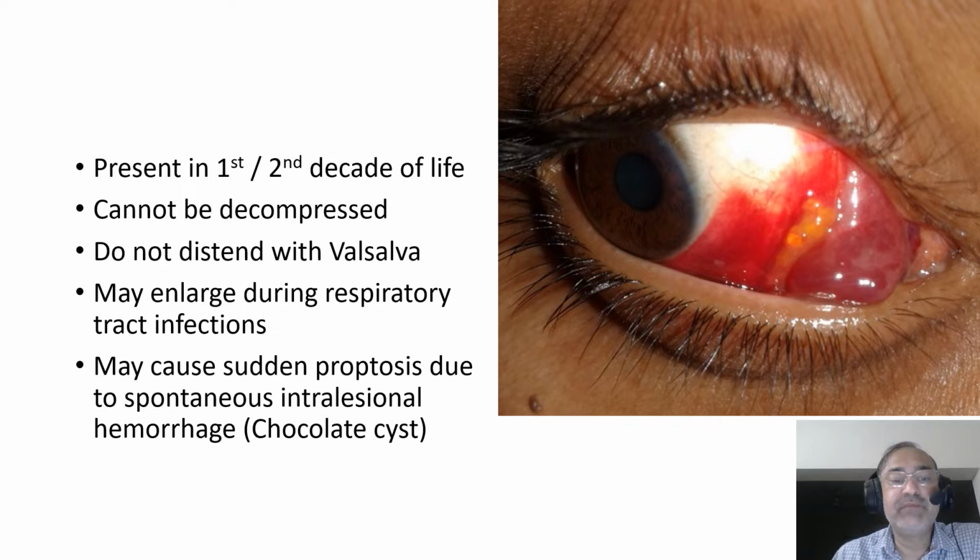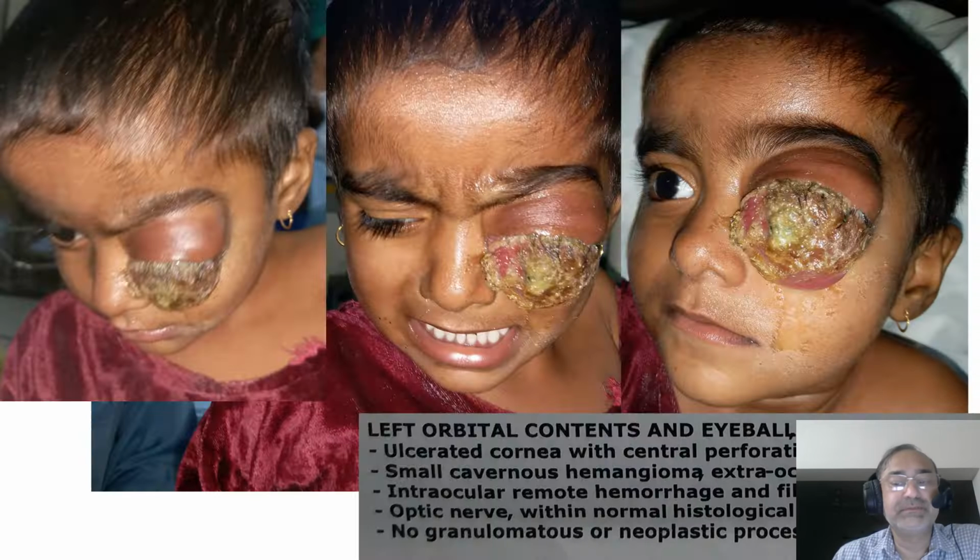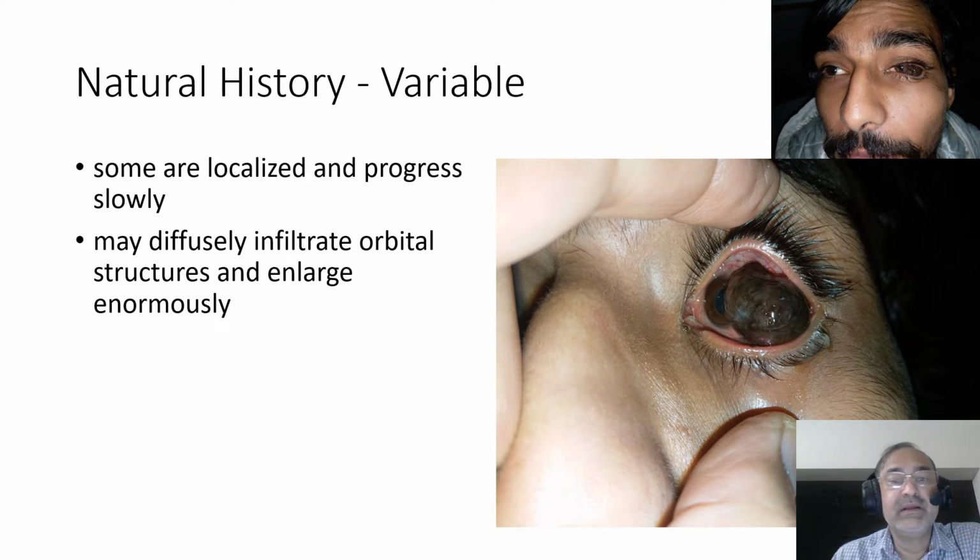They usually present in the first or second decade of life, cannot be decompressed, do not distend with Valsalva maneuver, and may enlarge during respiratory tract infections. They may cause sudden proptosis due to spontaneous intralesional hemorrhage, which is called a chocolate cyst. So this is corneal ulceration and proptosis resulting from vascular malformation.